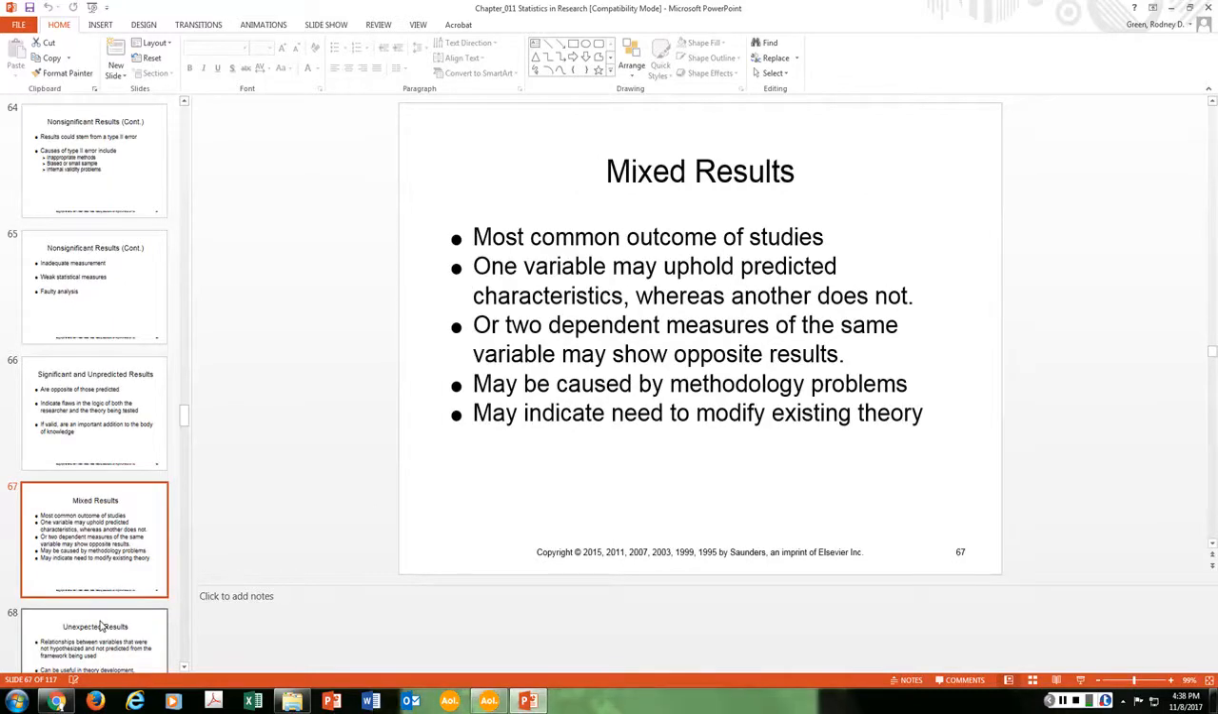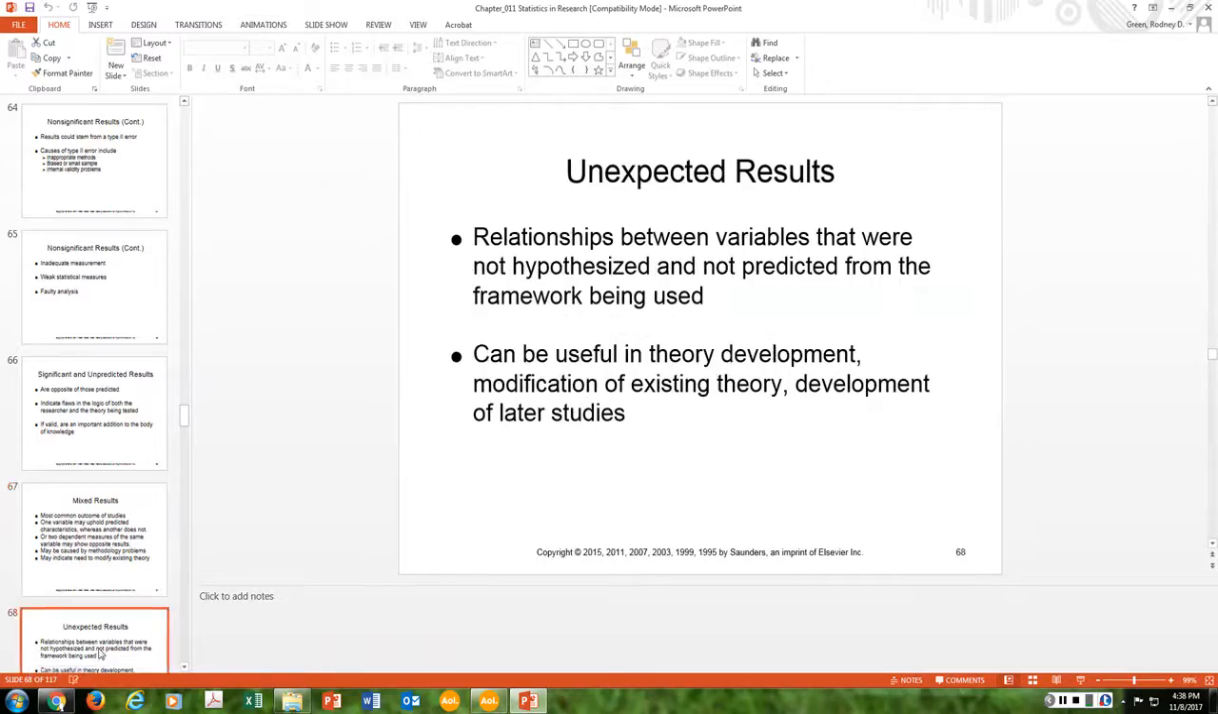Mixed results are the most common outcome of studies. One variable may uphold predicted characteristics, whereas the other does not. Or two dependent measures of the same variable may show opposite results. It may be caused by methodology problems, and it may indicate a need to modify existing theory.